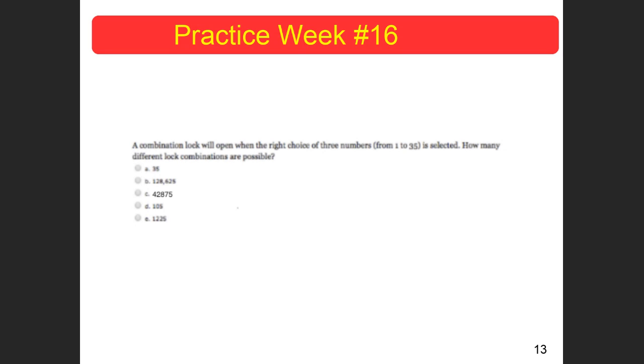Here it says a combination lock will open when the right choice of three numbers from 1 to 35 is selected. How many different lock combinations are possible? Again, I am just going to use the fundamental counting principle. It's a 3-digit lock. 1, 2, 3. How many choices do I have for the first spot? The second spot? The third spot? Well, 1 to 35. Looks like I've got 35 choices for each spot, right? Because you could have a combination that's 1, 1, 1. It doesn't say that the numbers can't repeat.